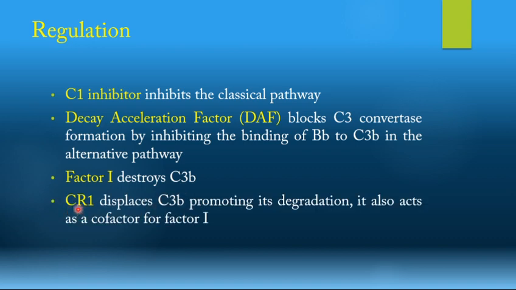Lastly, we have complement receptor 1, which is capable of displacing C3b from its place. So C3b has to bind to some places. The complement receptor 1 will be able to displace the C3b from its place, and that's why it will promote the degradation of C3b. But it also works as a cofactor for factor I, and as we said, factor I destroys C3b. So not only does it promote its degradation by displacing it, it also promotes its degradation by activating the factor that is responsible for its destruction. And that is basically the video.